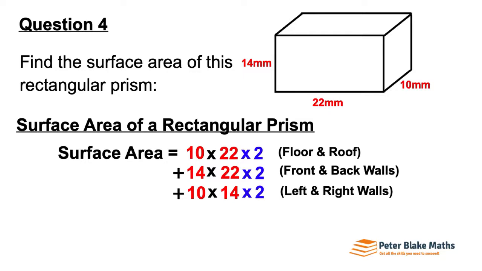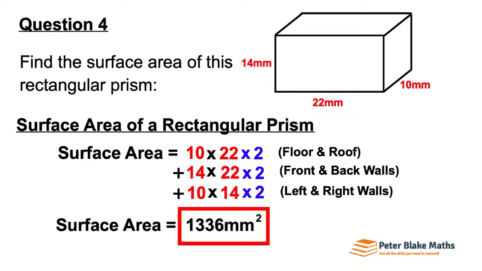So we've got to be careful there and set it out nicely, and labeling each section of our work helps us to keep organized. Final answer there is 1,336, and we'll use millimeters squared because we had millimeters for the lengths of the sides, and when we're working with area we need square units.